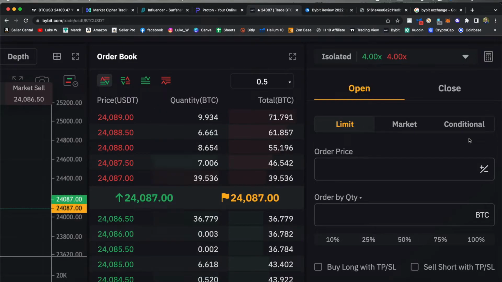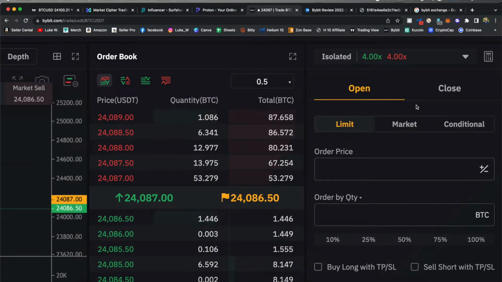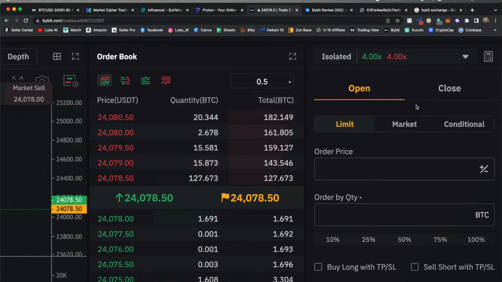I don't usually use conditional orders, and you're able to open and close from here. I also highly recommend downloading Bybit on your phone, and you can trade right from your phone. And once you get an account with Surfshark VPN, you can download the app right to your smartphone, turn the VPN on your phone itself, and log into Bybit from there, no problem. So I really recommend doing that on your phone so you can be on the go at a moment's notice. If news is breaking, get on those trades.